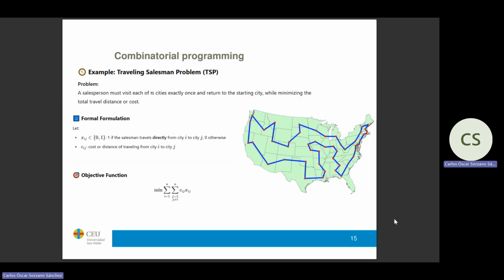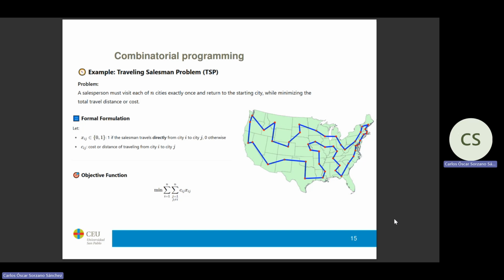So let's give an example first. Let's say that you are a salesperson who has to visit n cities exactly once, return to your hometown, and try to minimize the traveling distance. Let's say that you're starting in this city here, and then you have to visit all these cities. In which order would you visit them so that the traveling distance is minimized? Here you have to formulate the objective in a way that can be solved.